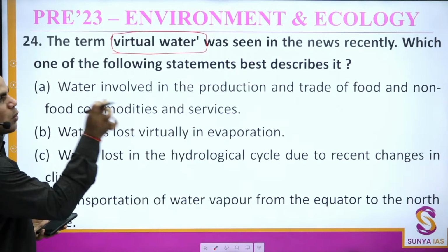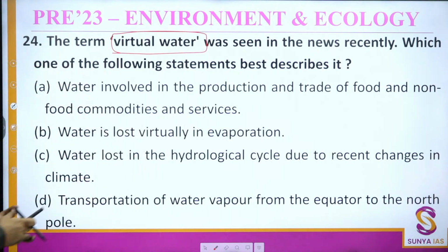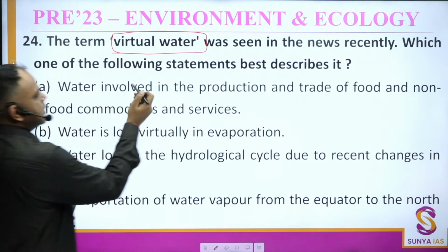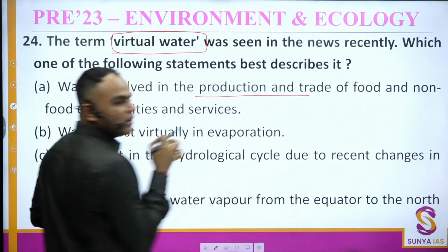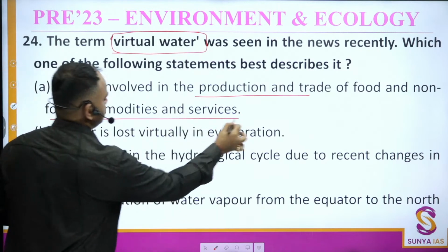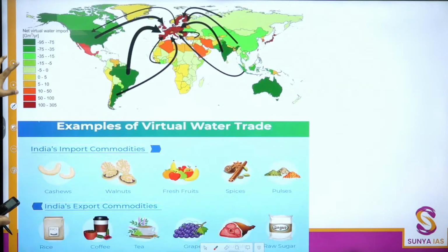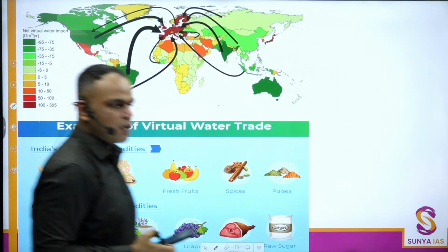The term virtual water was in the news. So what is virtual water? It is the water involved in the production and trade of food and non-food commodities and services. I'll just show you the image. This will make it very clear for you.